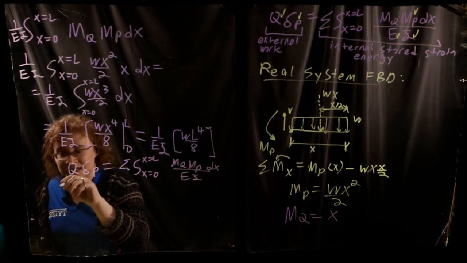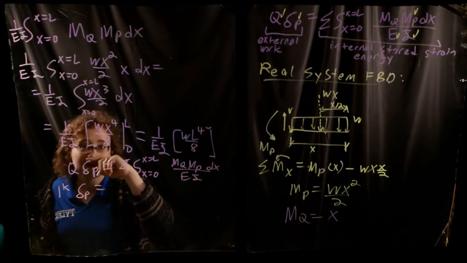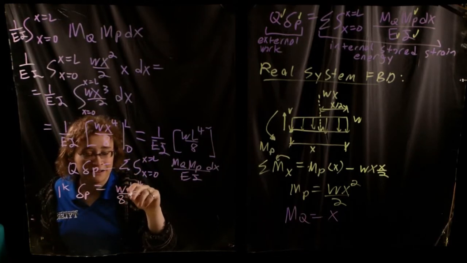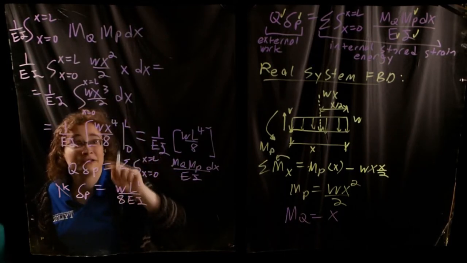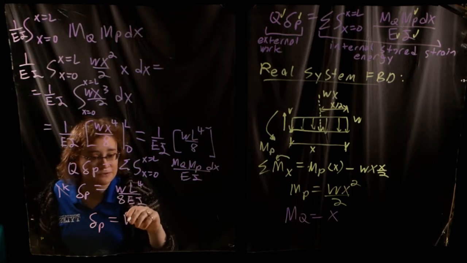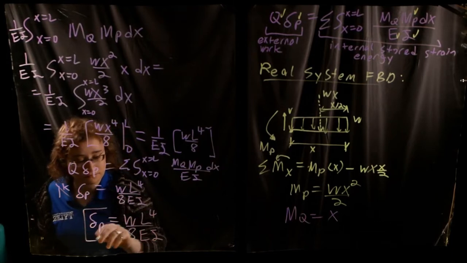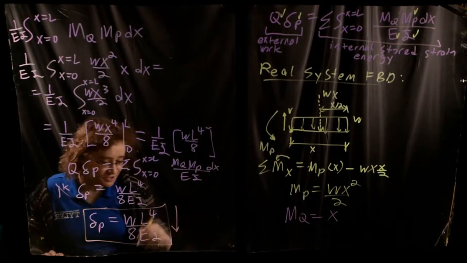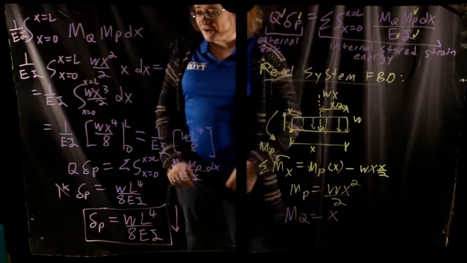where our Q is just a one kip virtual load, times delta P, which is what we're after, is equal to this now, 1 over EI or WL to the 4th over 8 EI. Simply, the one kip will cancel out because I technically had a one kip load in there in our moment function. And the delta P then is simply going to be equal to WL to the fourth over 8EI, and of course that would be downward because we defined downward as positive in that particular problem. Okay, so the integration for this one wasn't too bad.